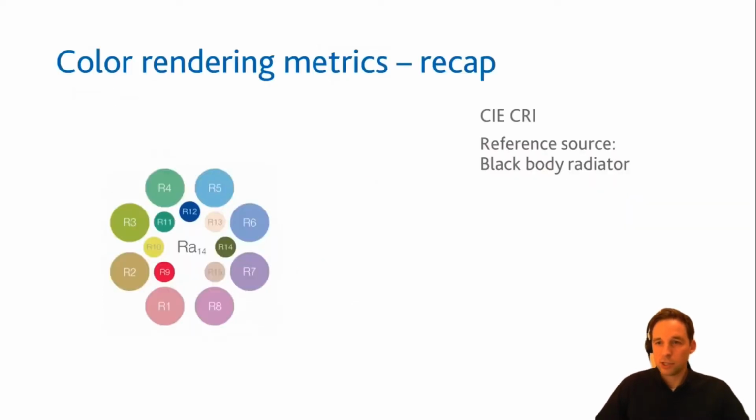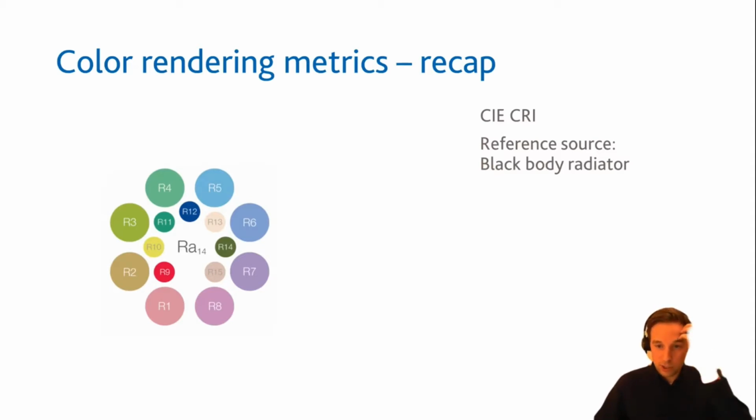So let's just take a quick recap on color rendering metrics and take a look at CRI versus TM30 before we look at actually how we can determine whether things meet these criteria. So CRI uses a reference source, which is a black body radiator, the theoretical perfect light source of any color temperature up to 5000K. And it compares the color rendering of the black body radiator, the reference source, against a test source using color swatches.